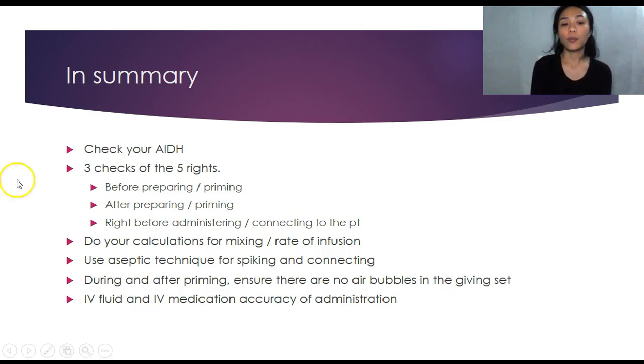Just depends if you're only giving IV fluid, which will be the one on the right, and if you're giving IV medication in IV fluid, then it's these ones on the left. So before preparing, after preparing, right before administering. If you're just priming the line with fluids only and no IV medication, it's before you prime, after you prime, and right before you connect it to the patient. Do your calculations for mixing medications and your rate of infusion before you start. So I think try and get that out of the way so that every check of the 5 rights, each one of the 3 checks, you are able to check that your calculation is accurate.